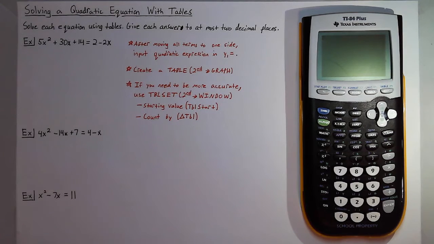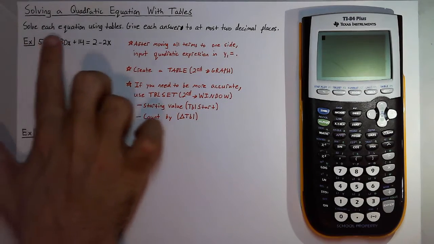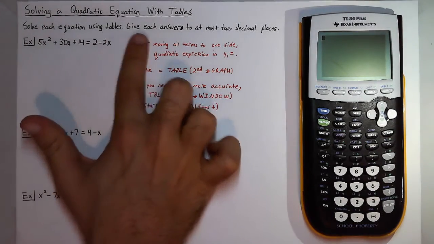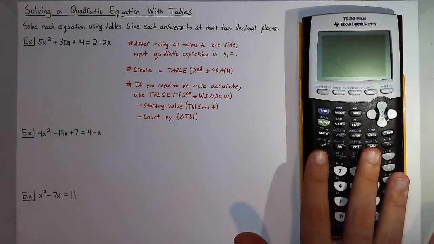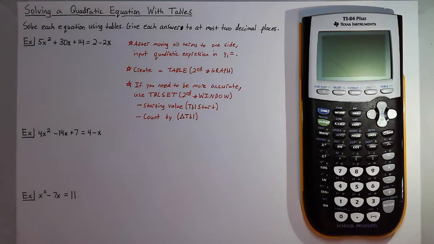In this video, we're going to learn how to solve a quadratic equation with tables. Now, we're going to solve each equation using tables, and we're going to give each answer to at most 2 decimal places. So this would mean that we're going to be plugging in a bunch of values for x until eventually we get to our solution. But to make this process go by a little bit faster, I'm going to use my calculator.